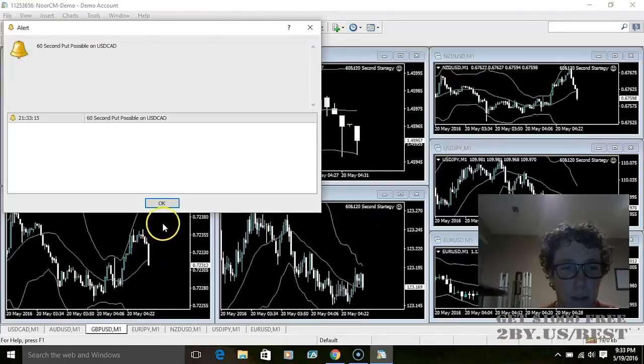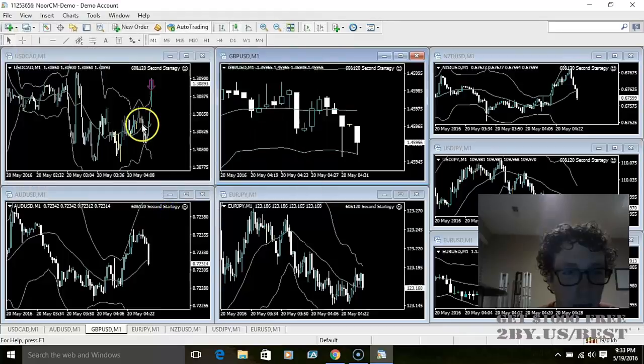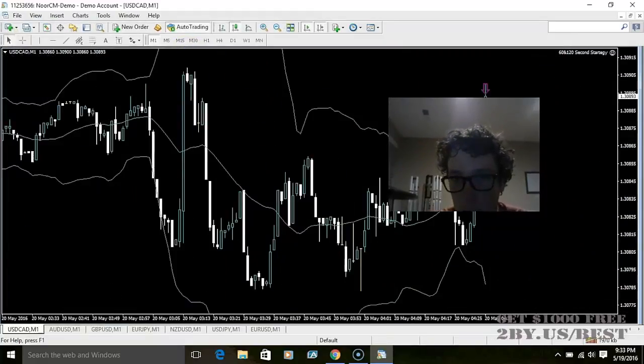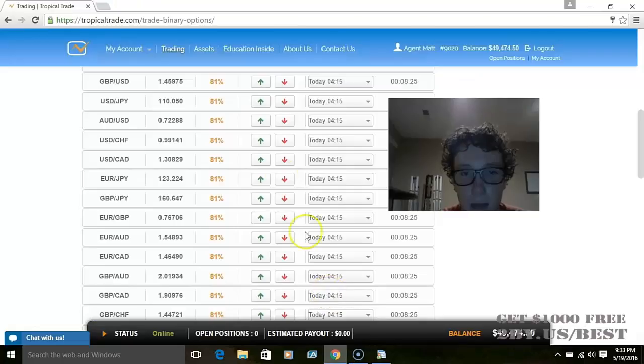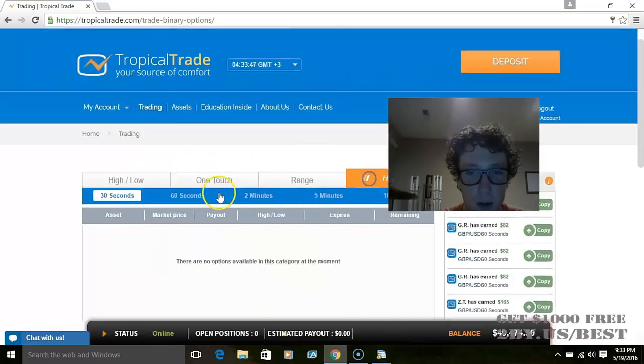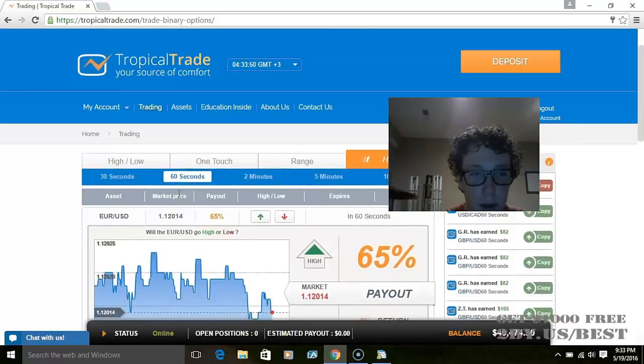Okay, so we now have a possible trade on the US Canadian dollar, as you can see here. So what we're going to do is get our broker ready, and then when we hear the ding, we are going to open our trade. So let's try to get this all set up.